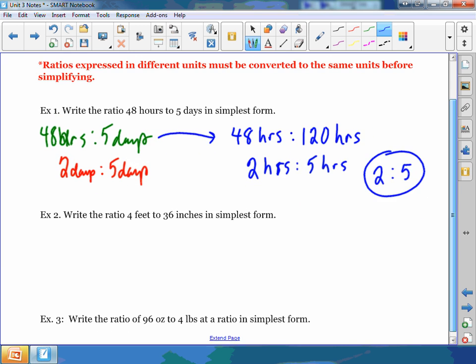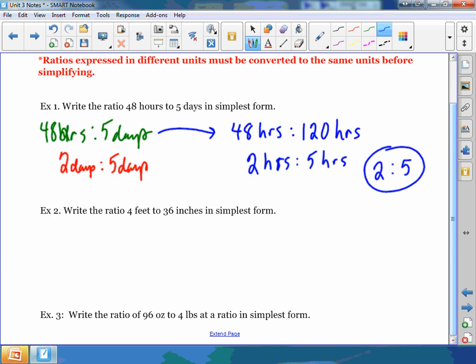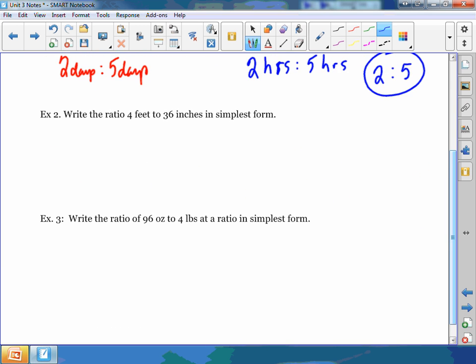All right, why don't you guys try number 2? You don't have to do it both ways. You can just do it one way.